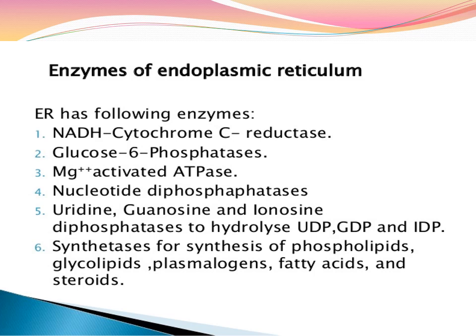So next we move on to different types of enzymes present in the endoplasmic reticulum. These are the following enzymes present in the endoplasmic reticulum. First one is NADH cytochrome C reductase, glucose 6 phosphatase, magnesium activated ATPase, nucleotide diphosphatase, uridine, guanosine, inosine diphosphatase to hydrolyze UDP, GDP and then IDP. Synthetase for synthesis of phospholipids, glycolipids, plasmalogens, fatty acids and then steroids.